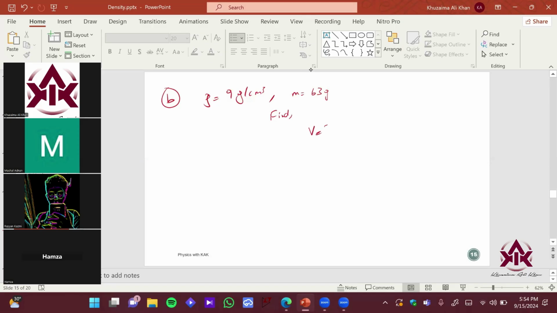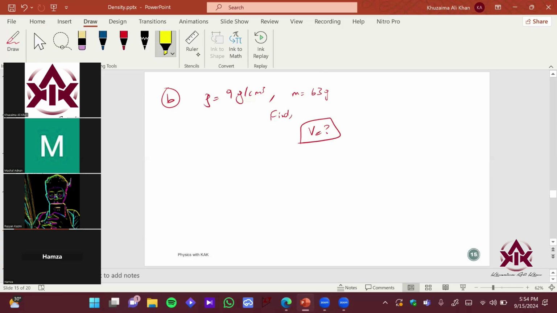Here you know the formula, density equals mass upon volume, with mass in grams and density in gram per centimeter cube. So you don't need to convert any SI units. If I give you the density and the mass, you can find the volume easily.